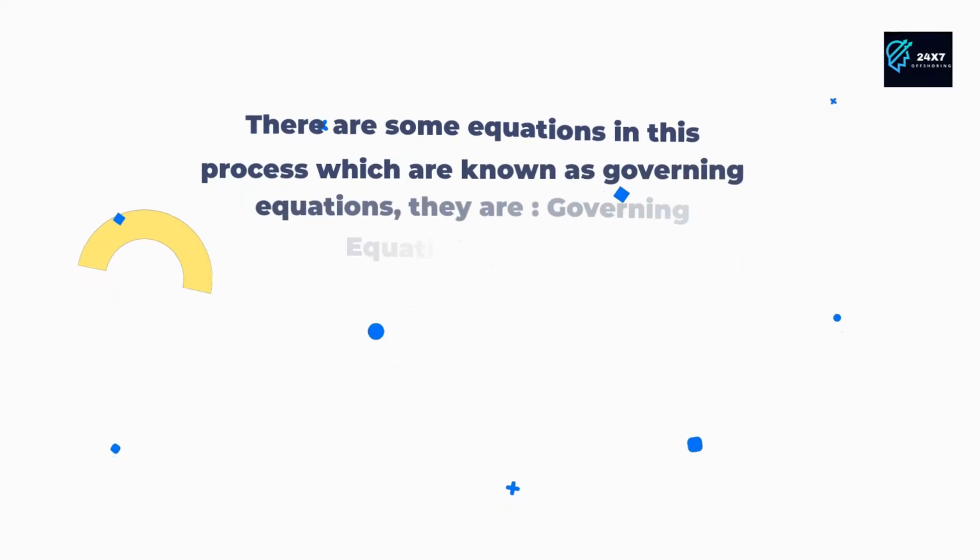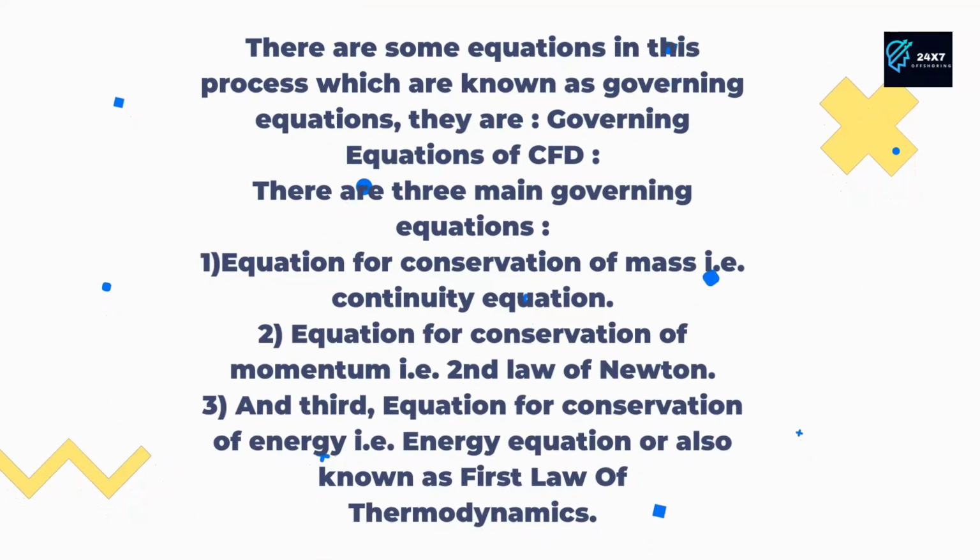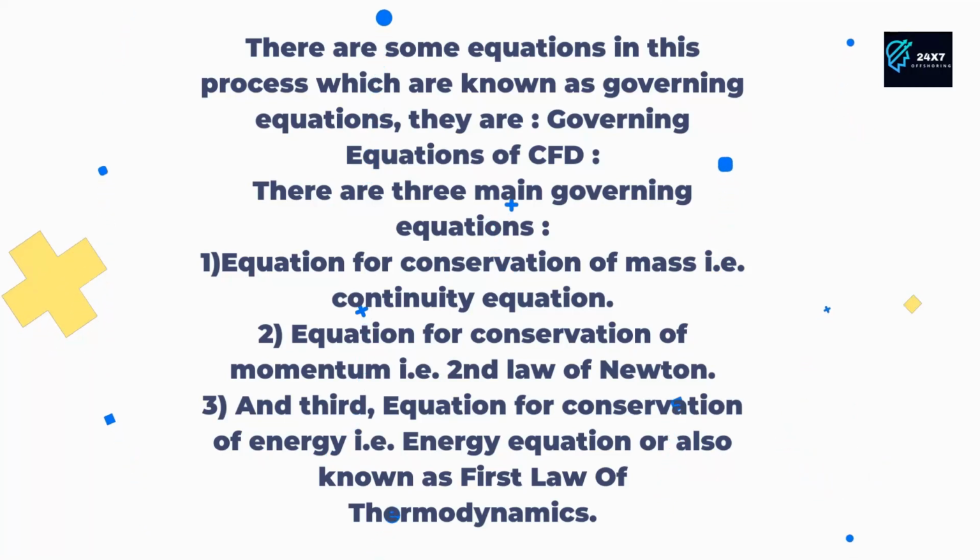There are some equations in this process which are known as governing equations. They are the governing equations of CFD. There are three main governing equations. One, the equation for conservation of mass, i.e. the continuity equation. Two, the equation for conservation of momentum, i.e. Newton's second law. And third, the equation for conservation of energy, i.e. the energy equation, also known as the first law of thermodynamics.